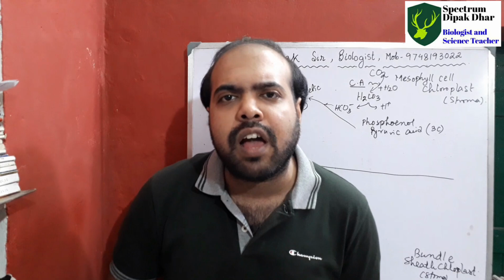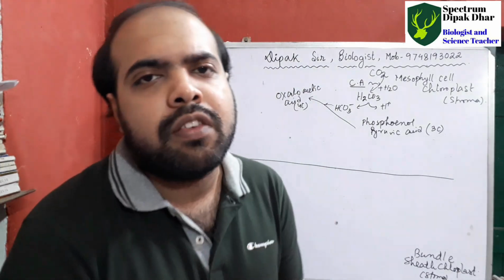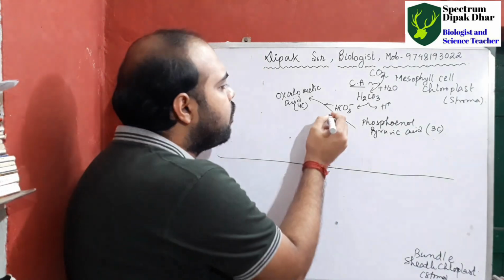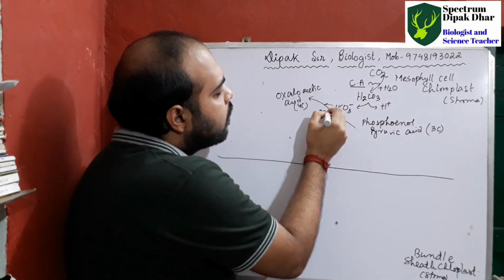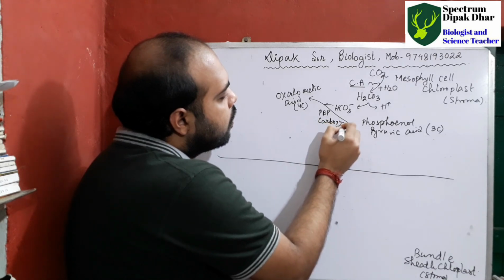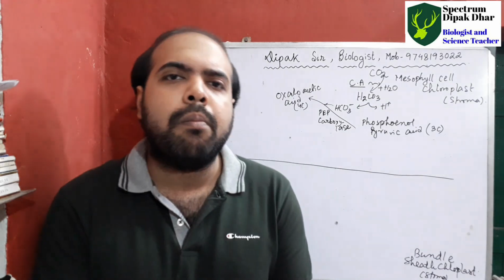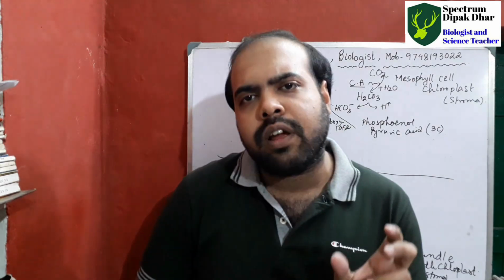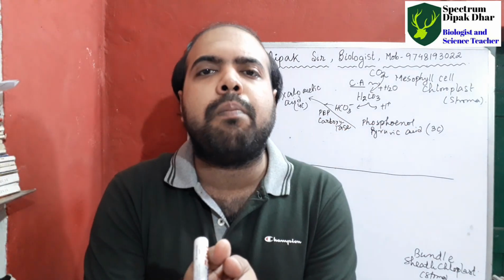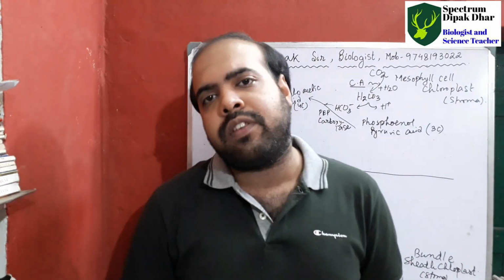The principal rate limiting enzyme for this particular step is the PEP carboxylase, phosphoenol pyruvate carboxylase. PEP carboxylase is basically an enzyme which combines two components. One is the bicarbonate ion and the second one is the phosphoenol pyruvic acid. Together it combines these two compounds to form a 4-carbon compound, that is the oxaloacetic acid.